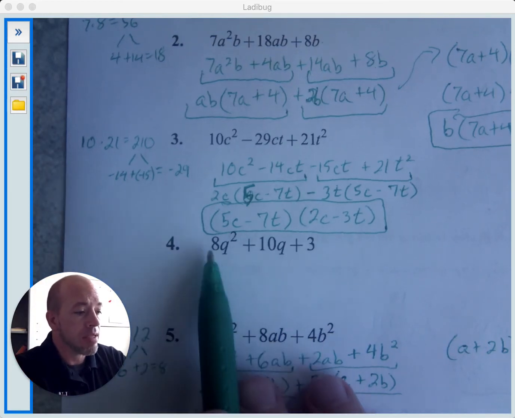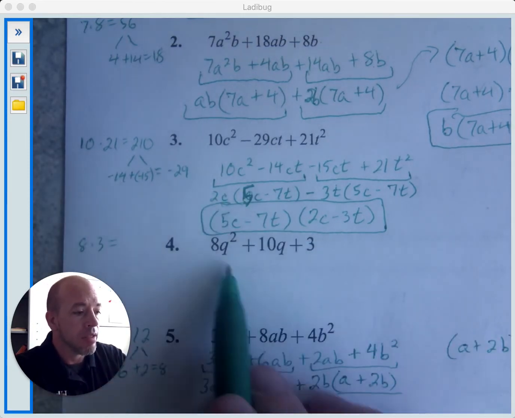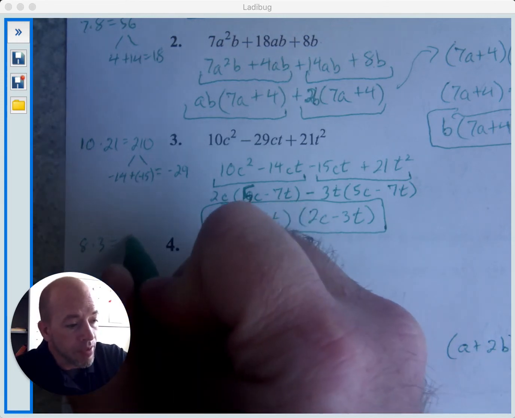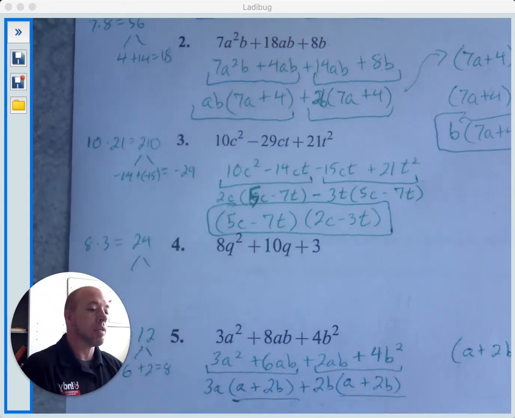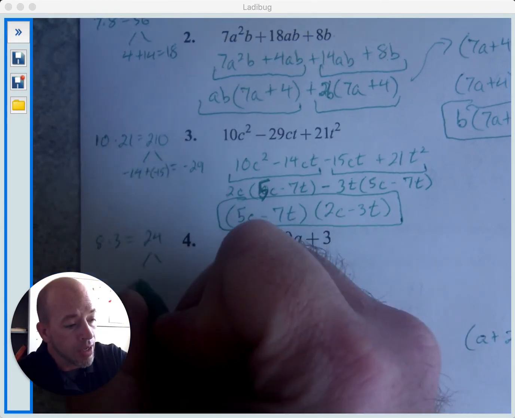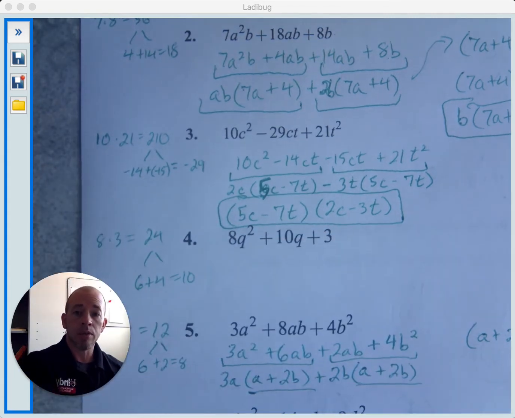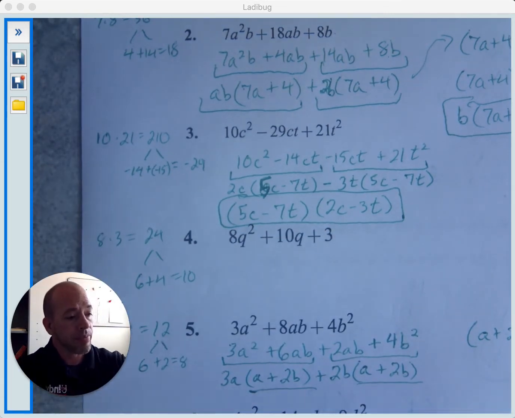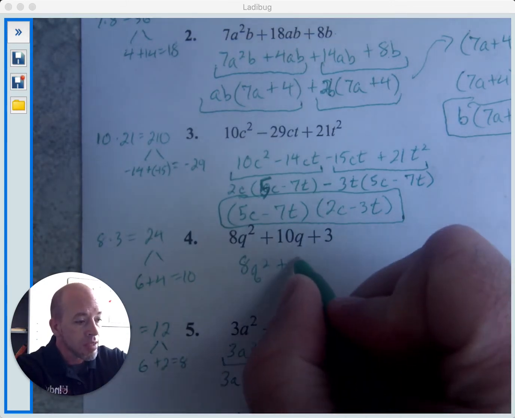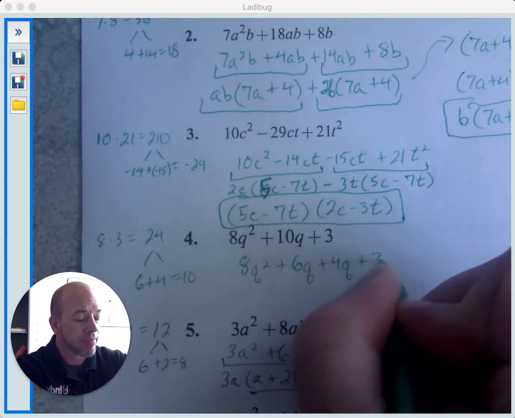Alright, so 8 times 3, that's what we start with, right? Leading coefficient times constant term, that's 24, right? We need two factors of 24 that add up to 10. This one's not too bad. 6 times 4 is 24, and 6 plus 4 is 10, right? So we're going to replace the 10q with the 6q plus 4q. And so we have 8q squared plus 6q plus 4q plus 3.